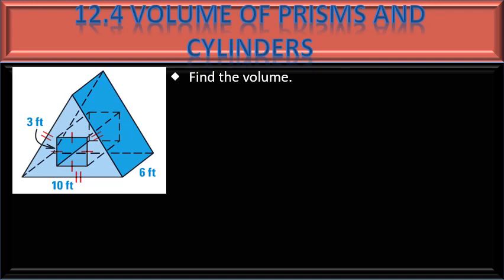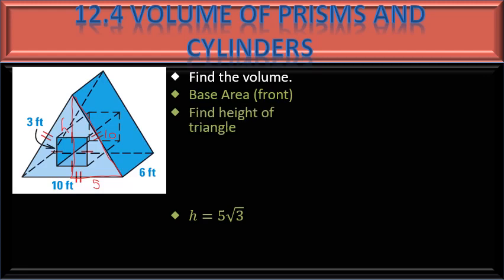How about this one? This one's a little bit more complicated. This is a triangular prism, but it has a hole in the middle. That square hole is cut all the way out through the center. All right, we're going to start by finding the base area. That would be the front. And so we'd find the height of this triangle. You can see I've drawn kind of a red triangle on there. I want the height of that triangle.